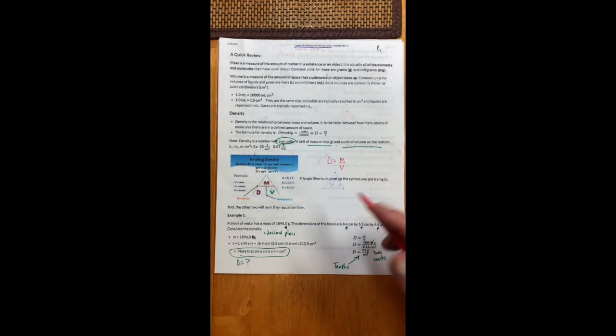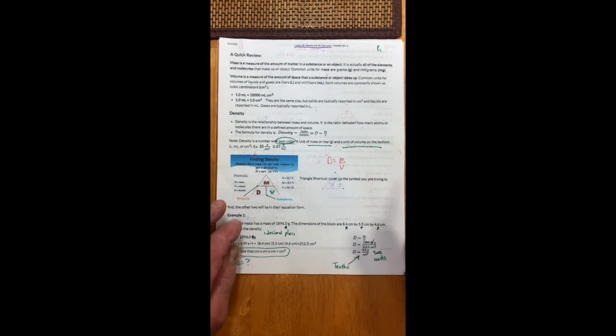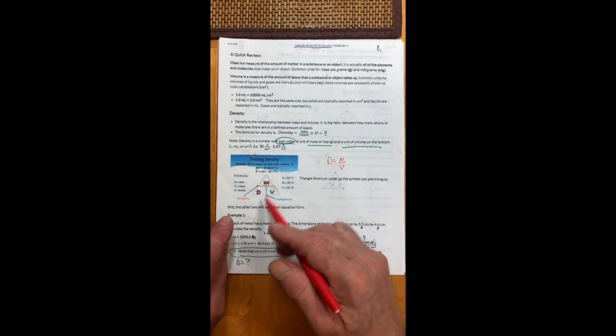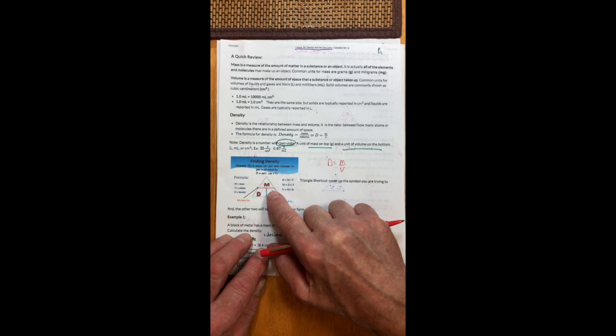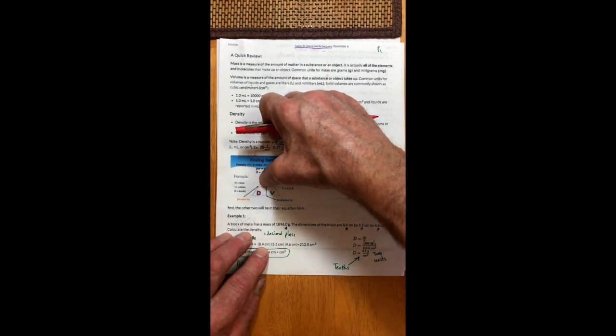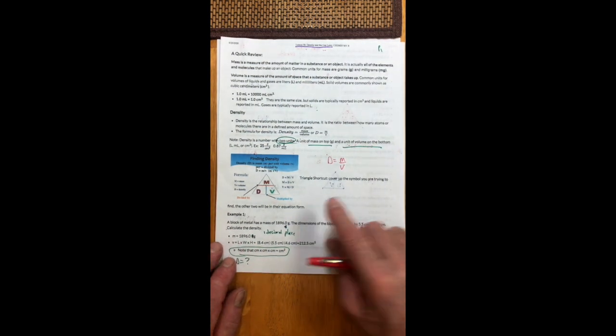This is a little helper triangle, and I've used those before. What you do is, if you can't remember which one you're solving for, you just cover up the one you want, and then it shows you the formula. So that's mass over volume, you divide. If you want volume, you divide mass by density. And if you want mass, you multiply density times volume. So it makes it pretty simple. You just do that.